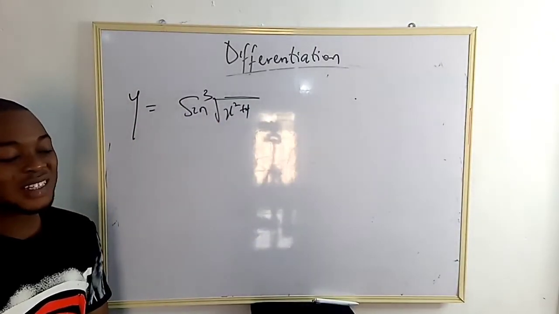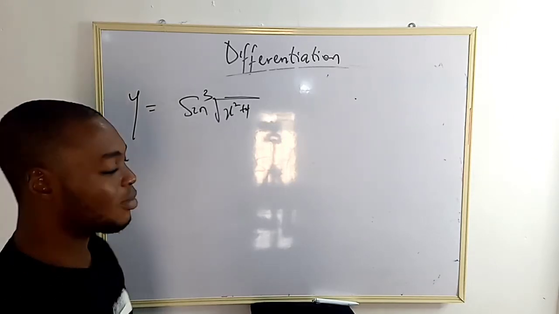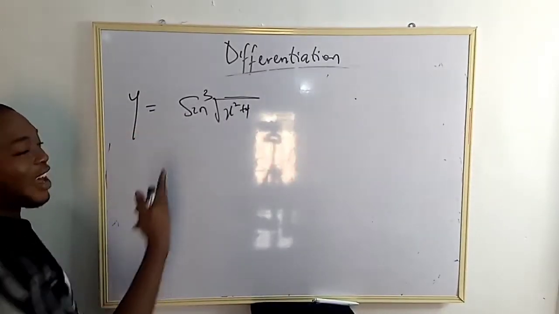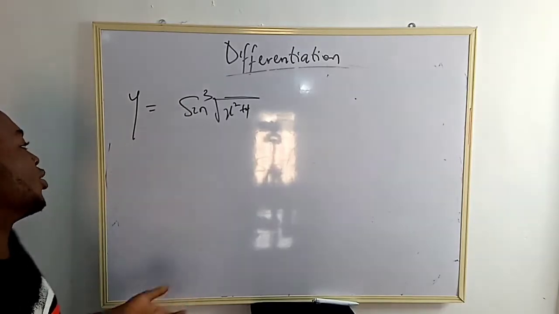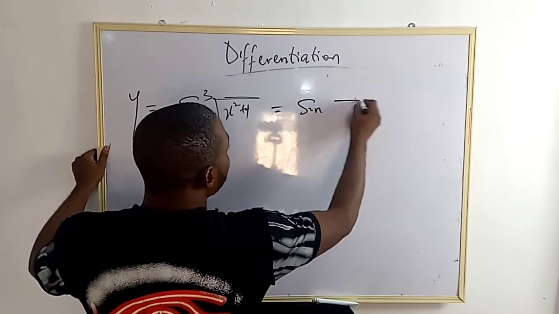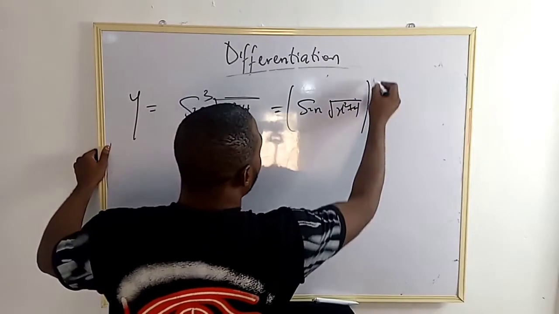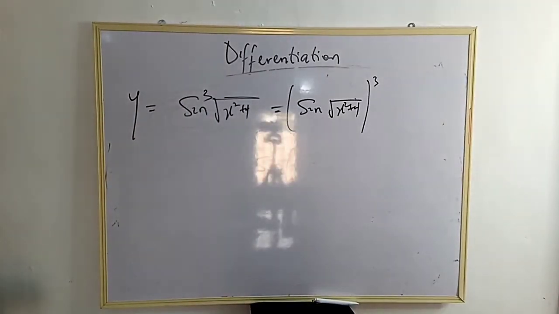You can still go the route of using the chain rule, but it becomes confusing because you have multiple chain rules inside this, and it becomes a chain that sometimes you don't understand anymore. So this is the same thing as sine square root of x squared plus 4, everything raised to power 3. So how do you differentiate this?